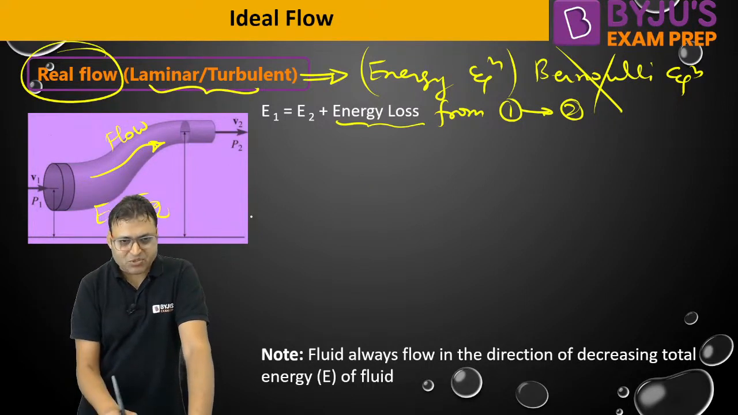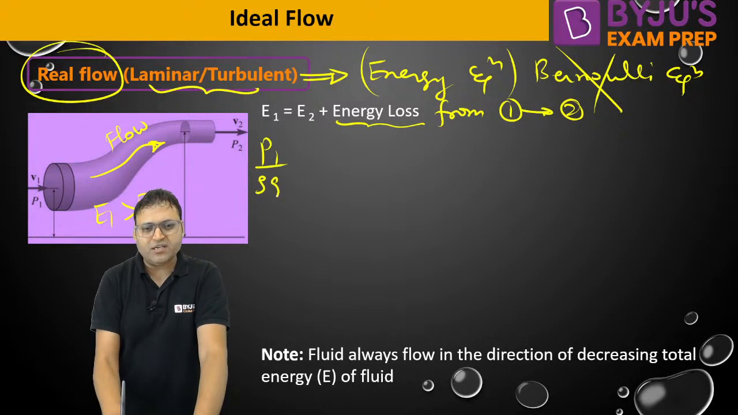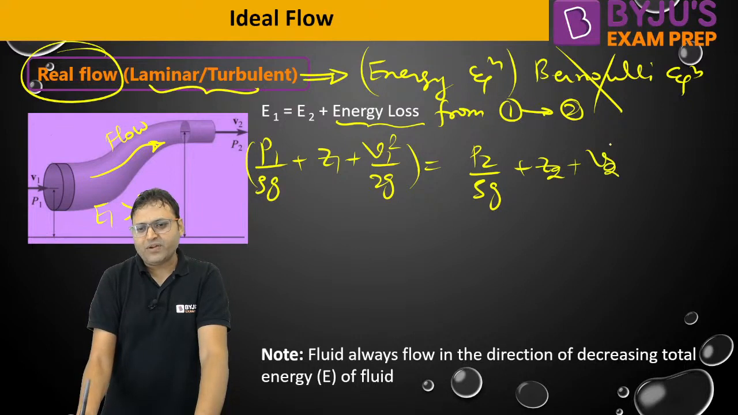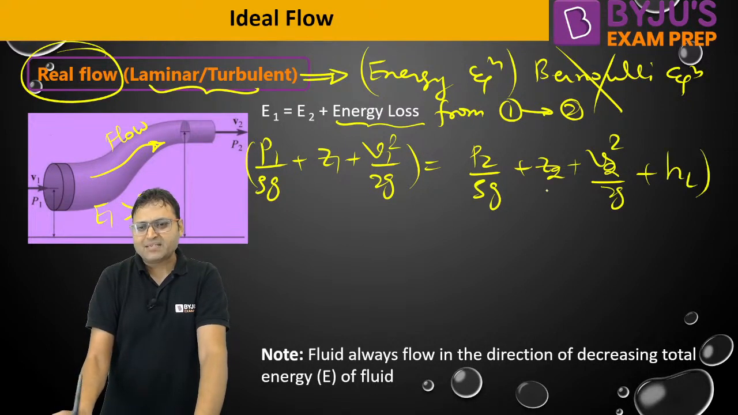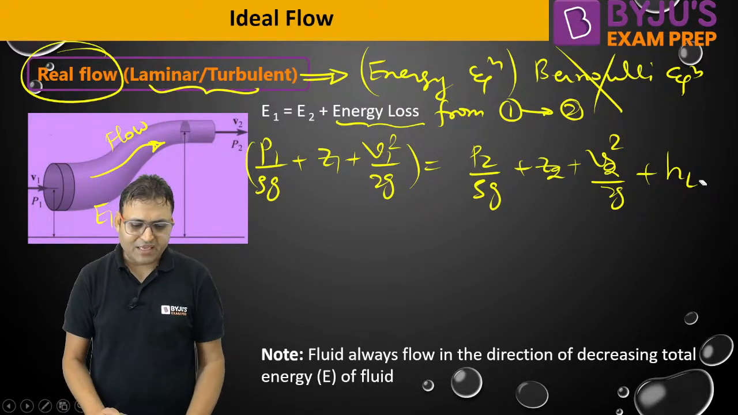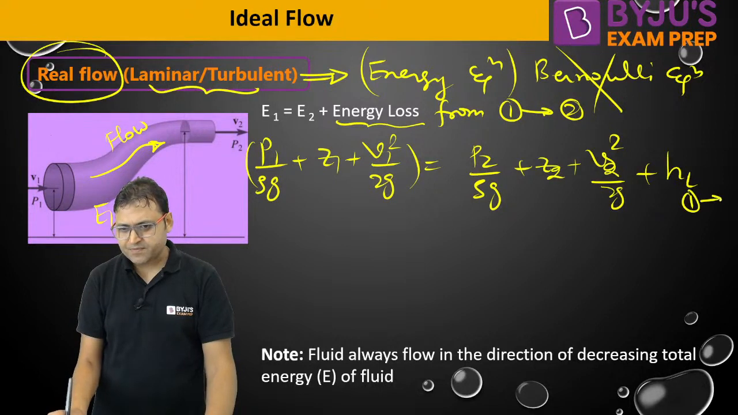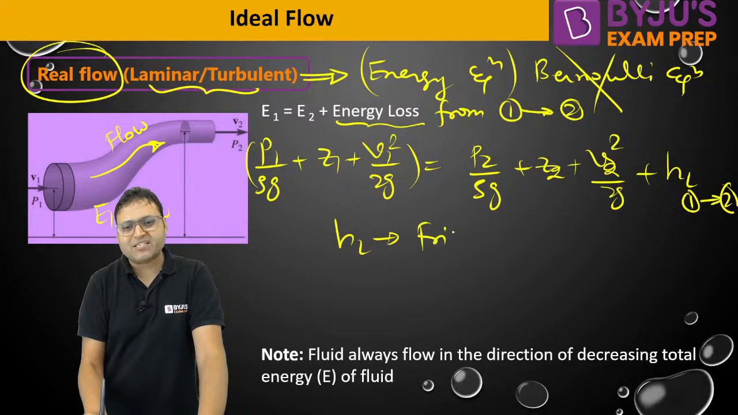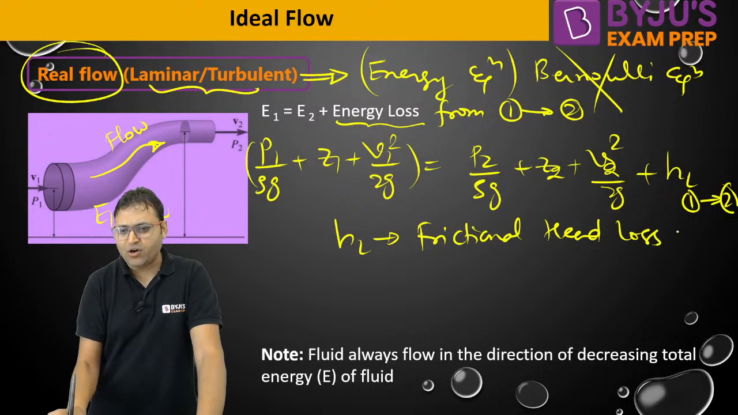So if the flow is from 1 to 2, total energy at 1 will be greater than total energy at 2. In terms of head, if we write, then P1 by rho g plus Z1 plus V1 square by 2g, that is the total energy head at 1, is equal to P2 by rho g plus Z2 plus V2 square by 2g plus the head loss from 1 to 2. And the loss is due to friction. So HL can also be called frictional head loss from the point 1 to 2.